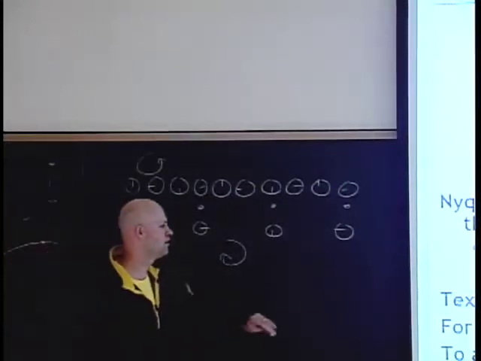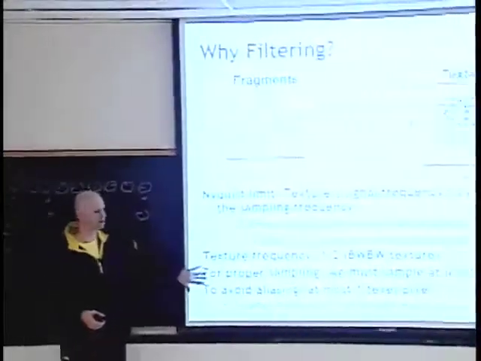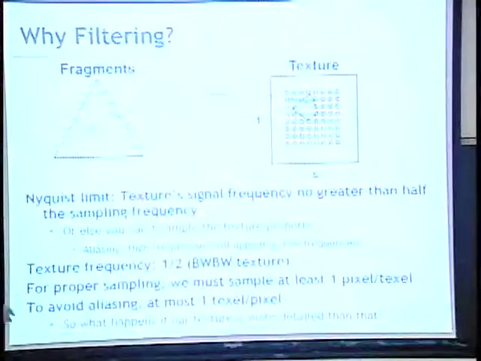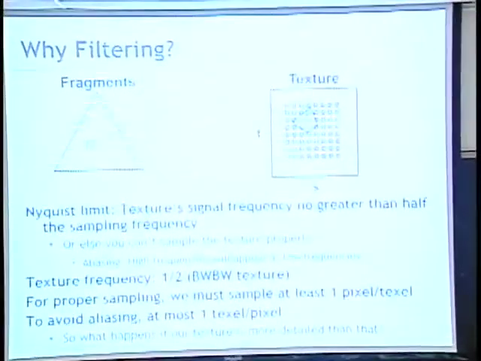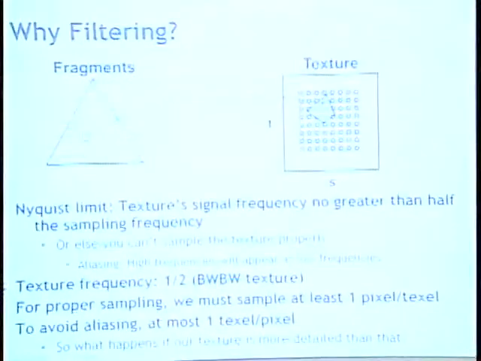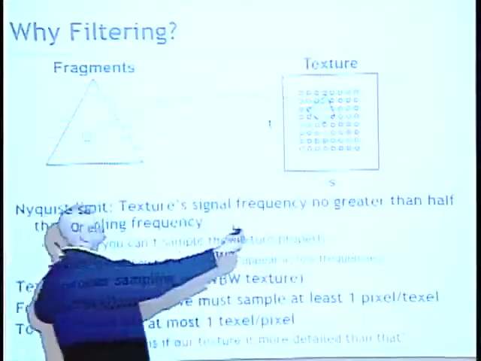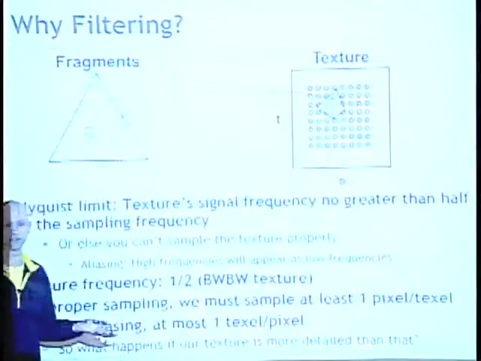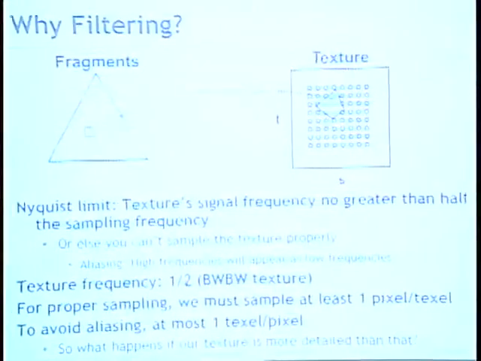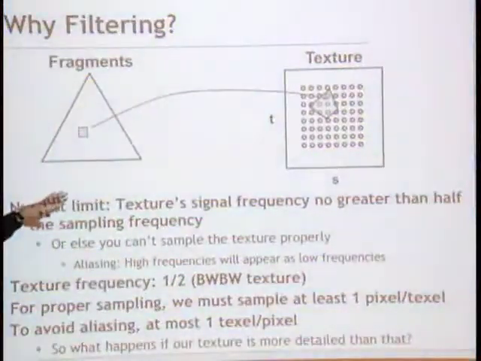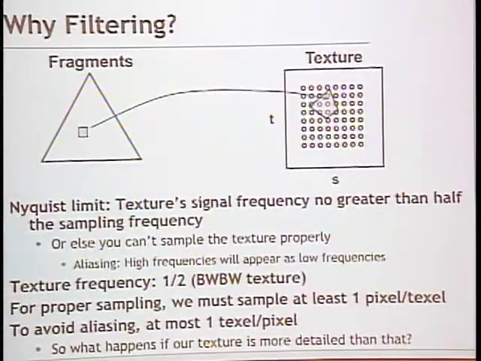Okay. So we want proper sampling here. We want to sample at least one pixel for every texel. And so that means we want to do at most one texel for every pixel. And so the problem is, what happens if we have very detailed textures? We have big textures like this. And how do we sample this thing properly? We're doing it incorrectly, and we will get aliasing if we do point sampling. We are sampling this texture not densely enough, and we'll get aliasing as a result. And we'll see some pictures why that's the case.